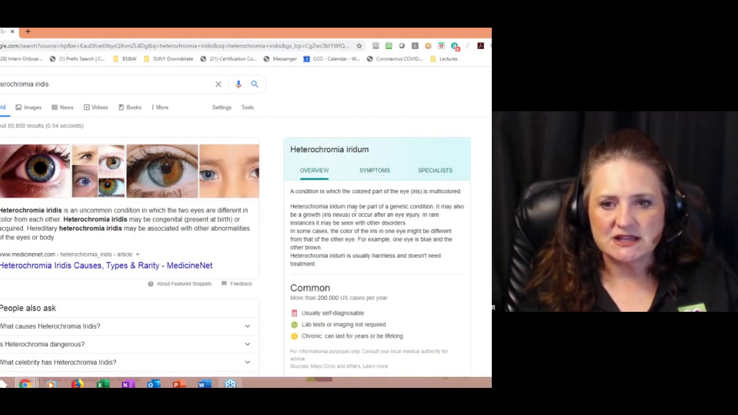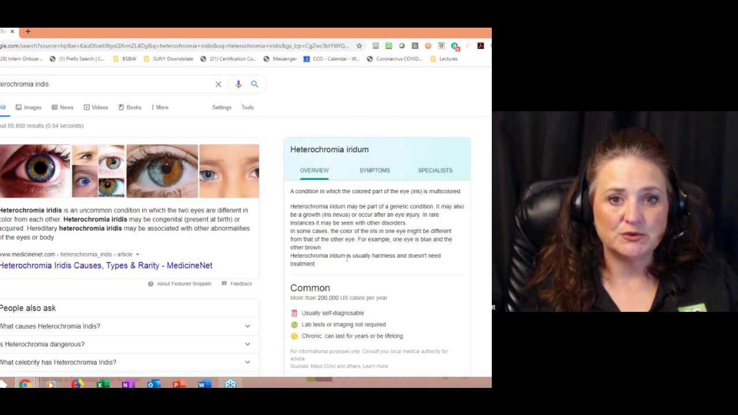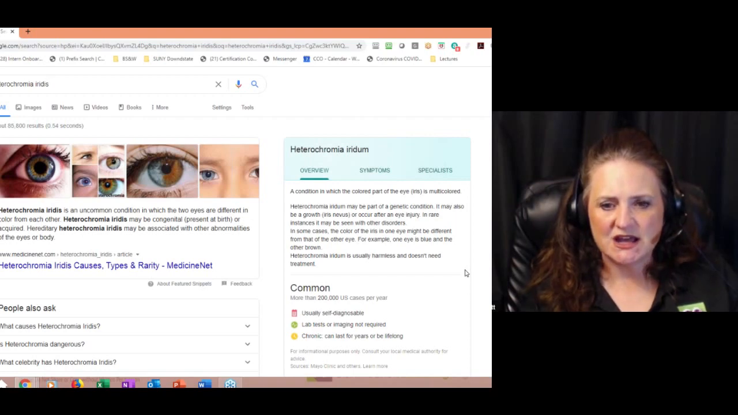But let's see. Genetic condition, it can be a growth on the iris, and that's the color part of the eye. But it may be seen with other disorders. One eye might be different from the other eye, for example, blue and a brown. I did see a blue and a green one time, but usually it's a brown and another color. That's distinctive. You can see that.